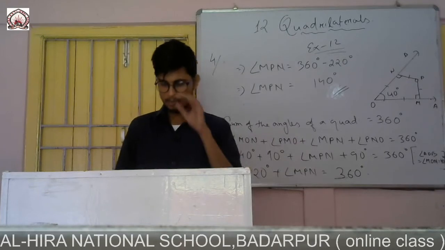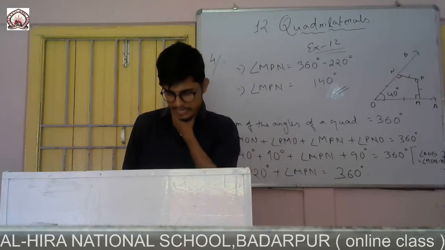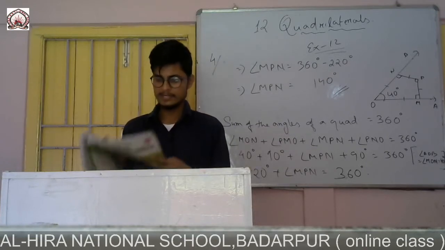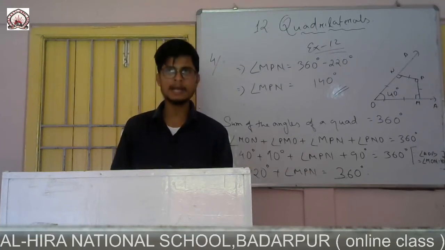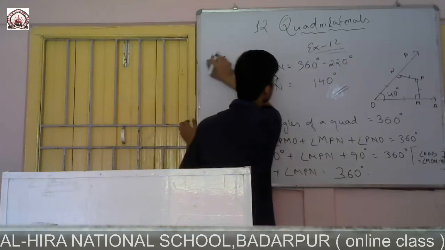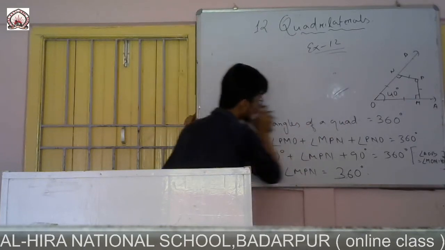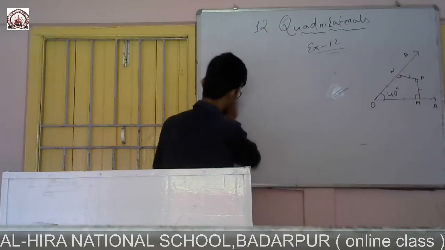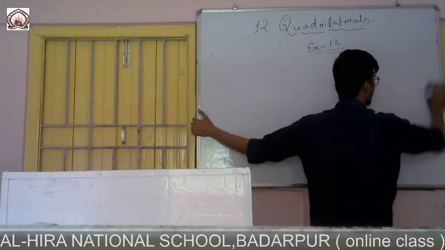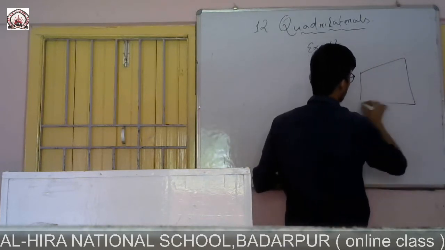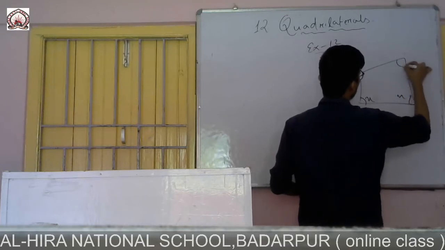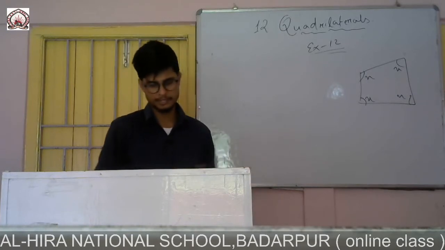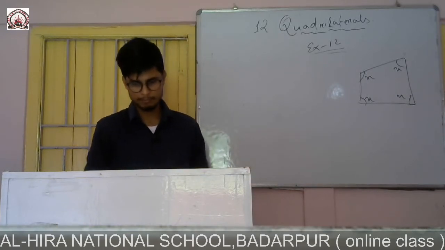Question number 5. A quadrilateral has all 4 angles of the same measure. What is the measure of each angle? It is given that all the angles of the quadrilateral are the same. So I will write all of them equal to x. That means x plus x plus x plus x equals 360 degrees. 4x equals 360 degrees. So we have to solve this one.